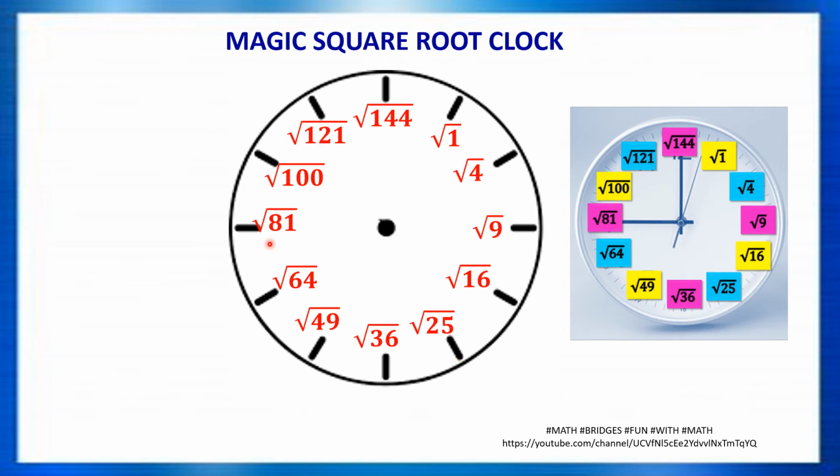Instead of writing these numbers, you can learn the square roots and write the square roots and make your own square root clock. So if it is 12, you should understand that it is the square root of 144, which is equal to 12. So for the numbers 1 to 12, you can easily learn the square roots by using this clock. This also can be considered as an activity. Children enjoy doing this one.